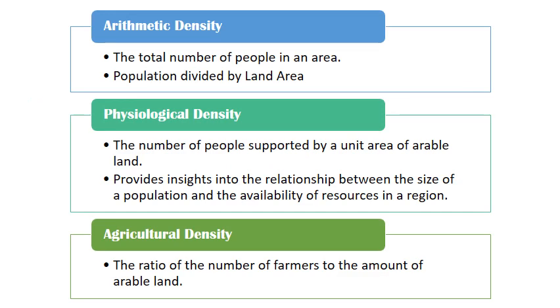The three types of density which we are interested in are arithmetic density, physiological, and agricultural. In arithmetic density, we simply take the number of people and divide it by the available land area. In physiological density, it's similar, but we take the number of people and divide it by the available arable land that can be farmed and lived on. And finally, agricultural density, we're looking at the ratio of the number of farmers to the amount of arable land.